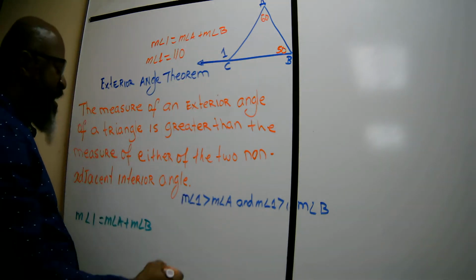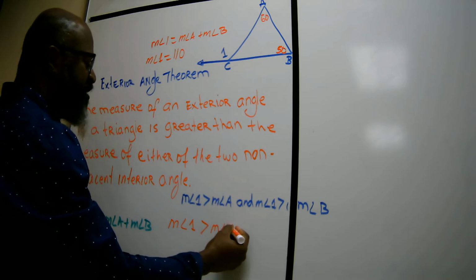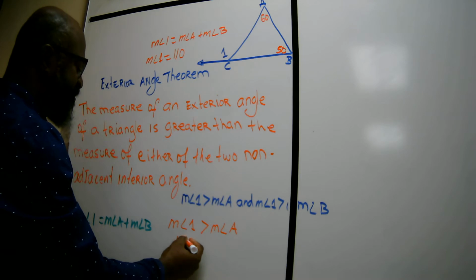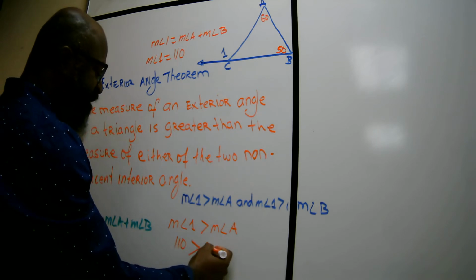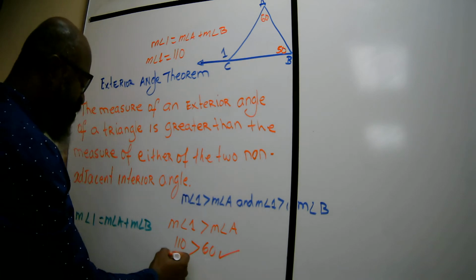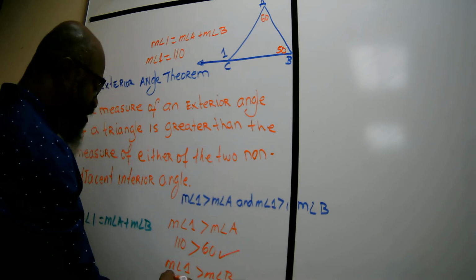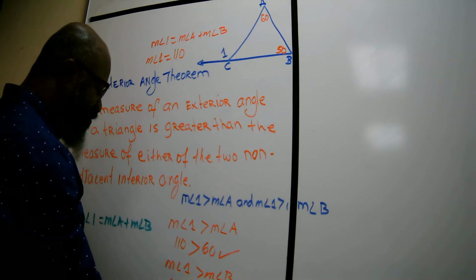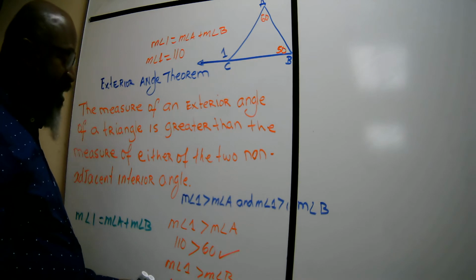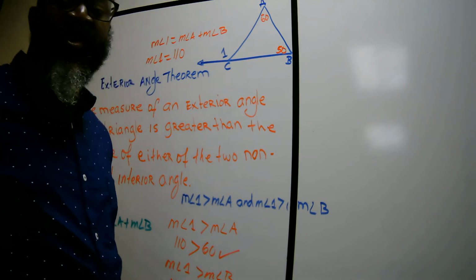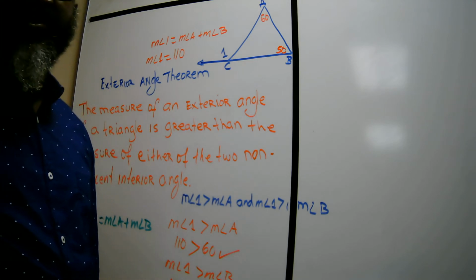Now, this theorem states that the measure of angle 1 is greater than the measure of angle A itself. Is that true? If the measure of angle 1 is 110, then you will see that 110 must be greater than the measure of angle A, which is 60. It just makes sense. And it also says that the measure of angle 1 must be greater than the measure of angle B. Angle 1 is 110, as we just found, and the measure of angle B is 50, so it is also true that the measure of the exterior angle will always be greater than the measure of each remote interior angle. So that's what the exterior angle theorem says.